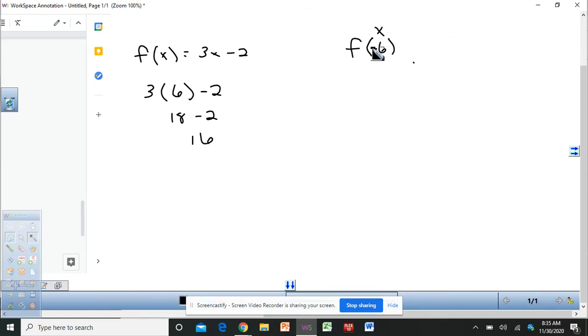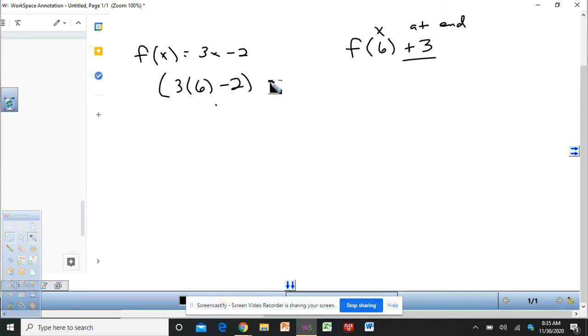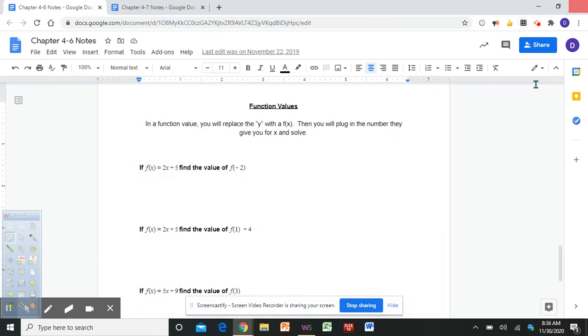Now notice how this one didn't have that plus at the end like the last one did. Let's say I did a plus 3, and I put this at the end like I had before. This part goes at the end. If I rewrite this, it looks like parentheses 3 times 6 minus 2, and then we put a plus 3 at the end. So 3 times 6 is 18 minus 2 gives me 16, and then we add that plus 3, which gives me 19. So if it's on the outside of the parentheses like right here, it goes at the very, very end.